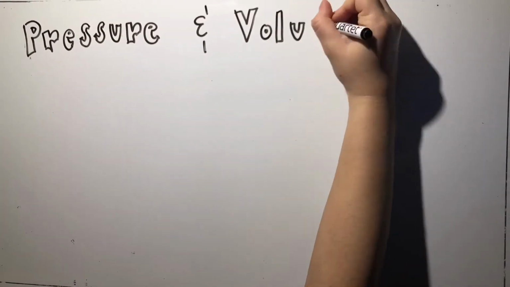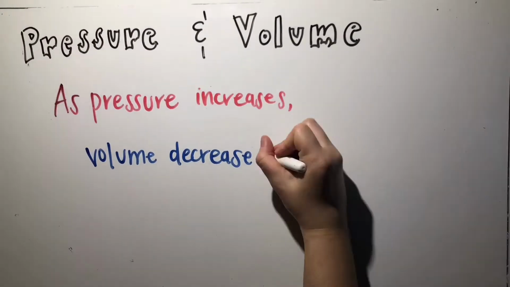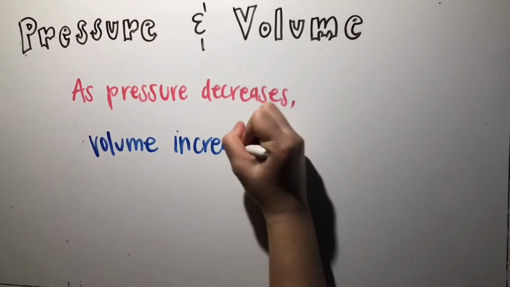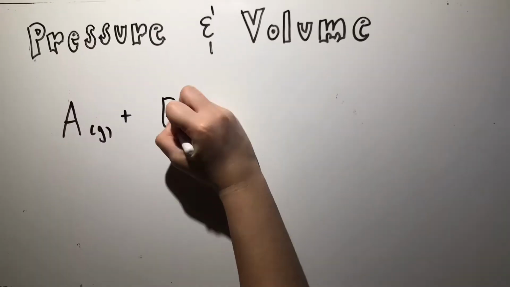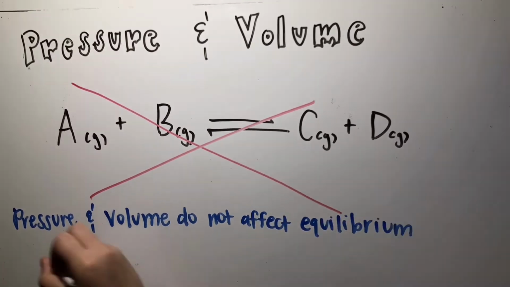Pressure and volume are closely related, but they only need to be considered if the amount of moles of gas on both sides of the reaction are different. Pressure and volume don't affect equilibrium if moles of gas are the same on both sides, or if there are only solids, liquids, or aqueous solutions in the reaction.